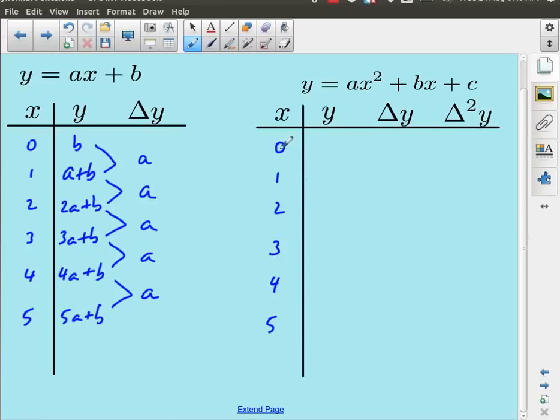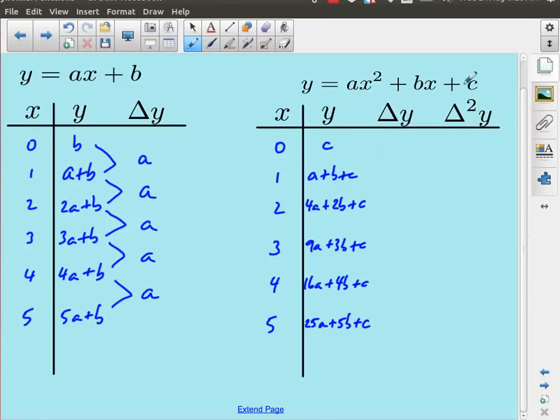So in this case, if I put x equals 0, I end up just with the constant c. If I put x equals 1, I end up with a plus b plus c. For 2, squaring the 2, that's going to become 4a plus 2b plus c. 9a plus 3b plus c. 16a plus 4b plus c. And 25a plus 5b plus c.